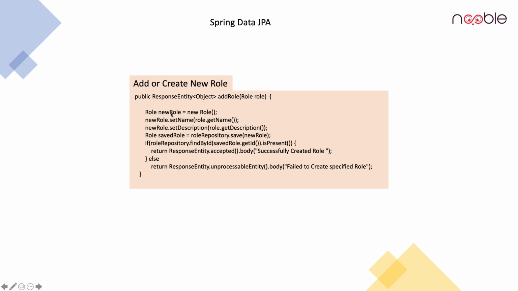Here what we do is we'll create a new role. I'm using the get name to assign the name to the new role. Same with description, and finally I'm saving it. Quite straightforward one. And I am checking whether it is present. If it is present, you can always return successfully created role. Else we are returning failed to create specified role. I'll go through all the methods here in the service class and then get to IntelliJ.